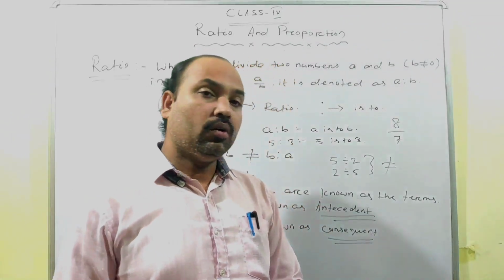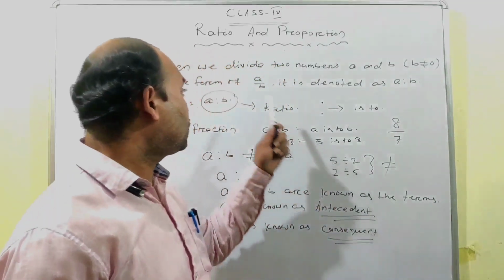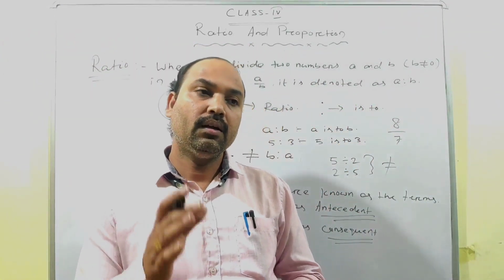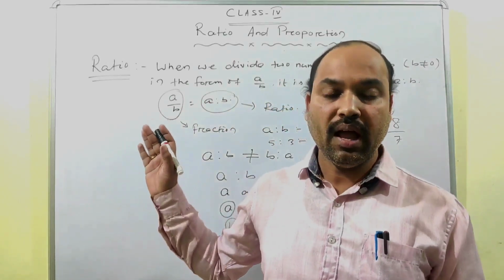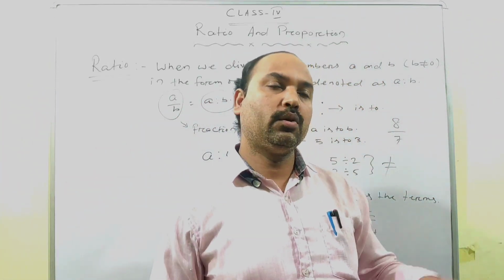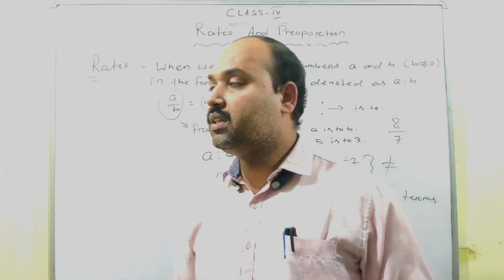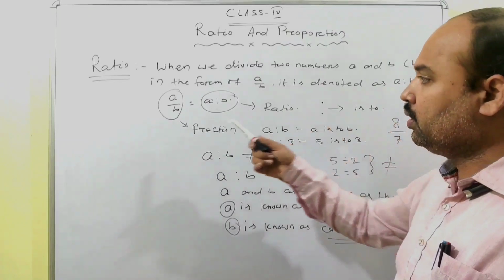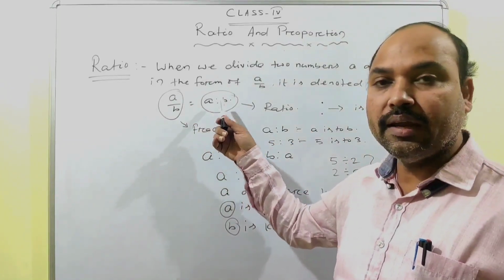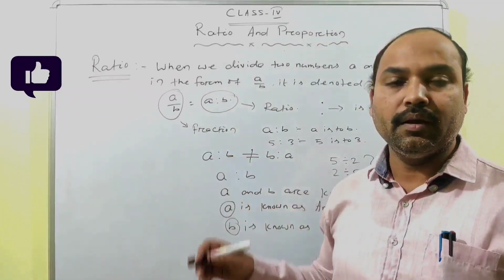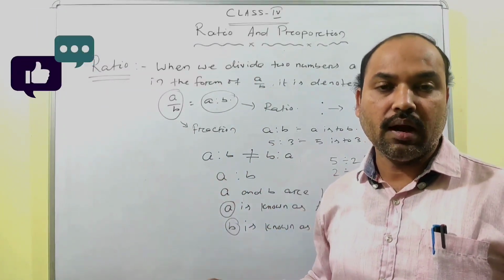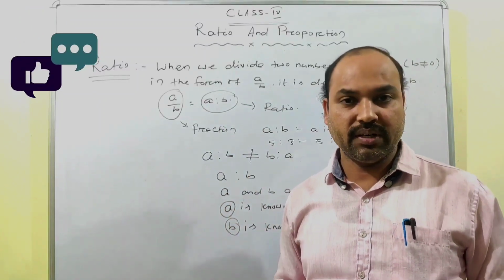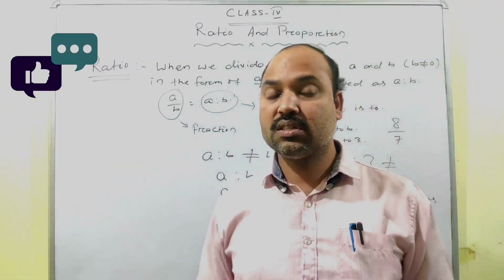Clear? So what we discussed until now? When we divide any two numbers in order, the first number is known as your antecedent and the second number is known as your consequent. This division we can write in the form of a ratio, A upon B, known as A is to B. A and B are the two terms, the first term is the antecedent and the second term is your consequent.